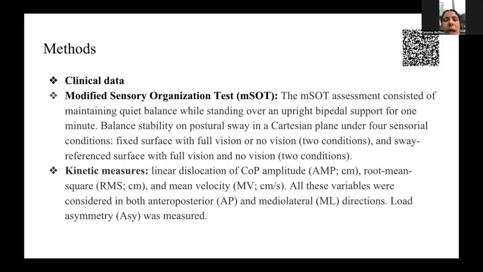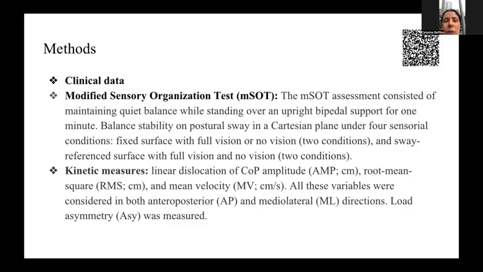For that, we have to assess the clinical data of all the patients. And we have for that two principal variables. We have done in the patients and in the control groups a modified sensory organization test that consists of maintaining quiet stance over a force platform for 1 minute. We assess for that balance stability and postural sway in a Cartesian plane.